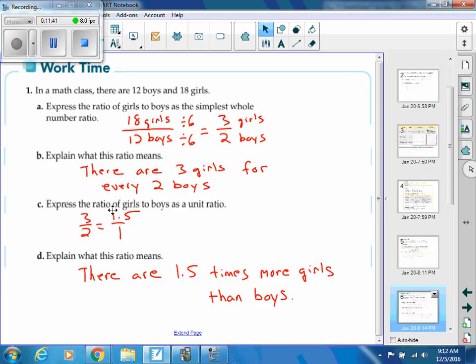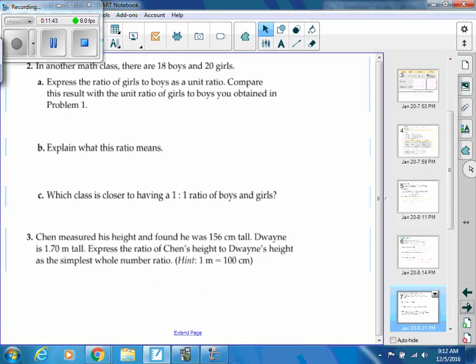All right, moving on to the next one here. It says in another math class there are 18 boys and 20 girls. We want to express this as a unit ratio and then compare this result with the unit ratio of girls to boys you obtained in problem 1. So girls to boys, there's 20 girls, 18 boys.